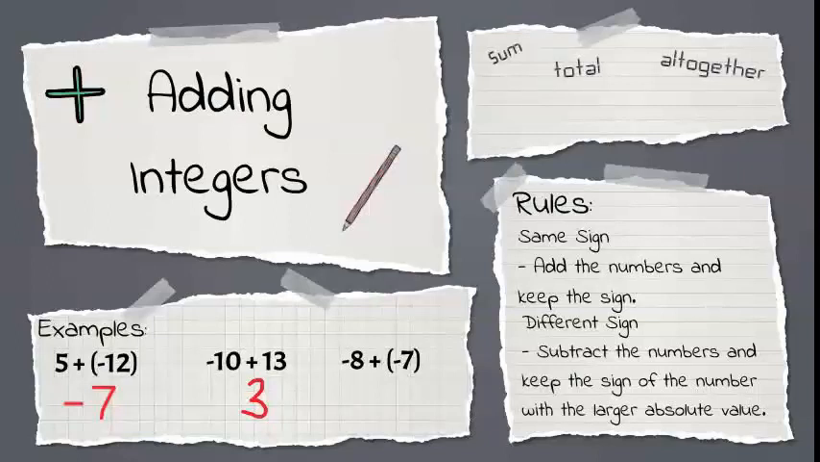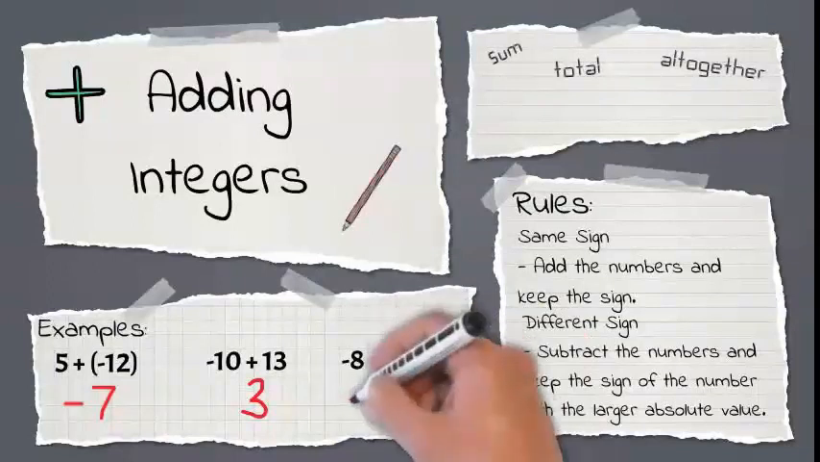The last example says negative 8 plus negative 7. Same sign, so let's add. We get 15. And we want to keep the same sign, which is negative.